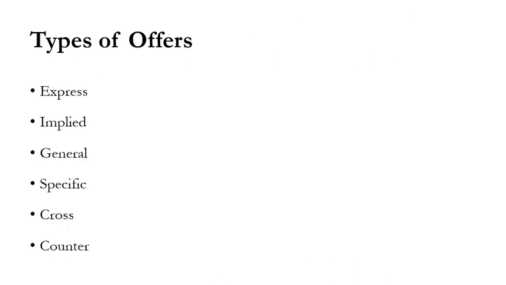So there are different kinds of offers, and they're very self-explanatory: an express offer, implied offer, general, specific, cross, counter. Express meaning they are expressly defined on what the offer is, like written, spoken, or anything else. Implied is something that is being defined by actions. General and specific depend on the parties, and cross and counter depend on how many people are entering into the offer.